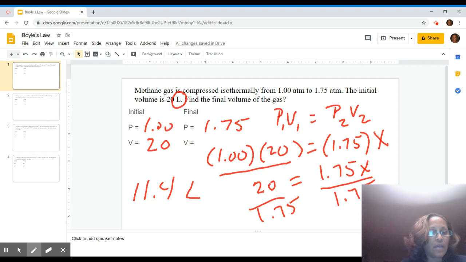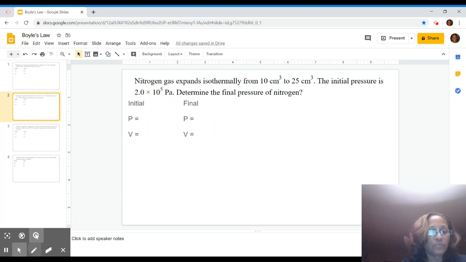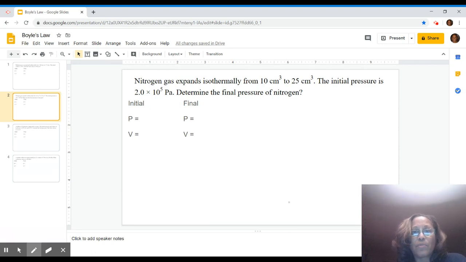All right? So let's go now and do a second example. Nitrogen gas expands isothermally from 10 centimeters cubed to 25 centimeters cubed. Centimeters cubed is a volume unit. So we put 10 here for the initial, and for the final we have 25. Okay? The initial pressure is 2.0 times 10 to the fifth.